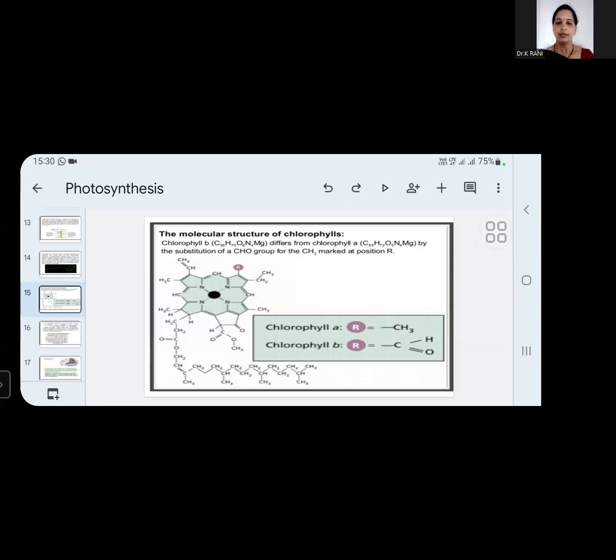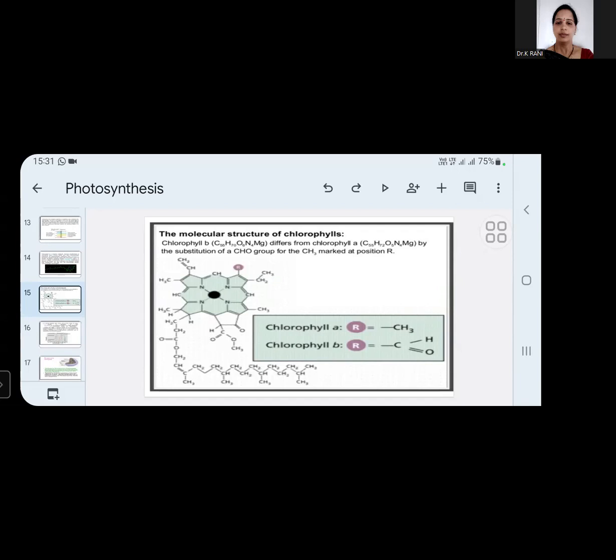So chlorophyll B differs from chlorophyll A by having a formyl group, CHO in place of the methyl group. In which ring? In the second ring. The red dot in the diagram, where you can observe R, is put there. That is the second ring of the porphyrin head part. However, chlorophyll B is not essential for photosynthesis. The empirical formula of chlorophyll B is C55H70O6N4Mg.